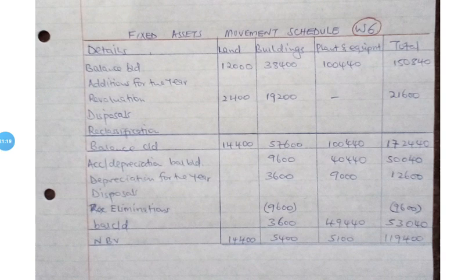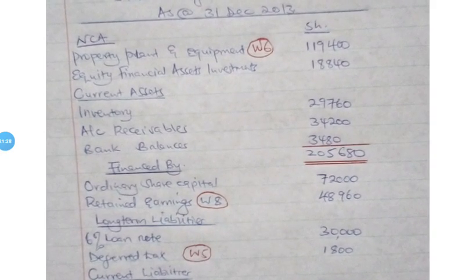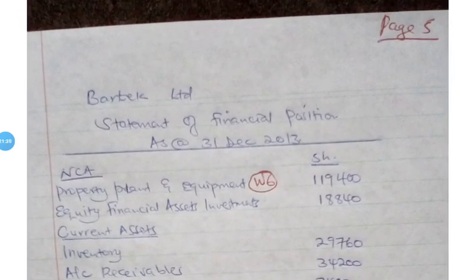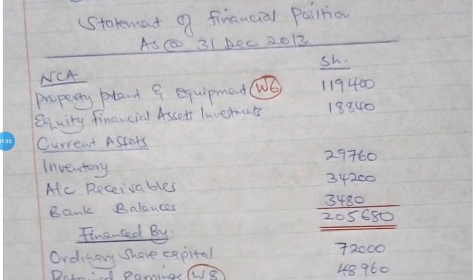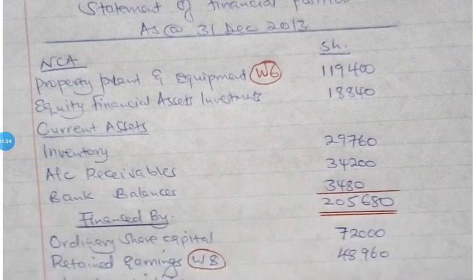Balance sheet and current asset. We take this 119,400 to our statement of financial position. You post it there and you write that is working number 6. Then we continue.